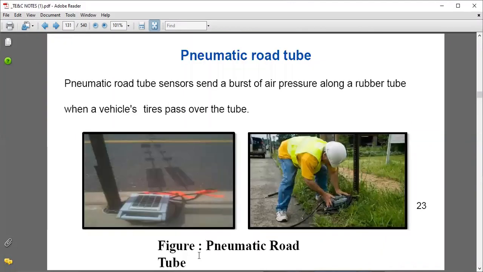Next one is the pneumatic road tube. You can see here, this is a pneumatic tube over here.